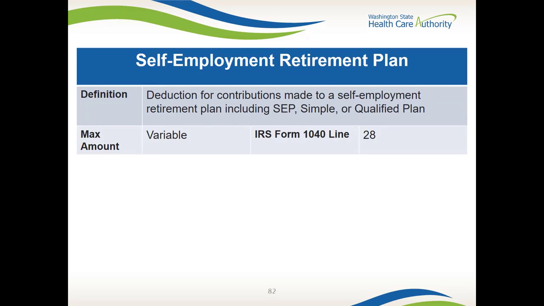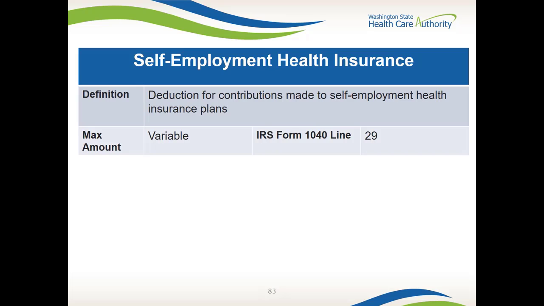Self-employment retirement plan. This deduction is for contributions made to a self-employment retirement plan, including SEP, SIMPLE, or qualified plan. Currently, the deduction amount for self-employment retirement plan is variable. Self-employment health insurance. This deduction is for contributions made to self-employment health insurance plans. Currently, the deduction amount for self-employment health insurance is variable.